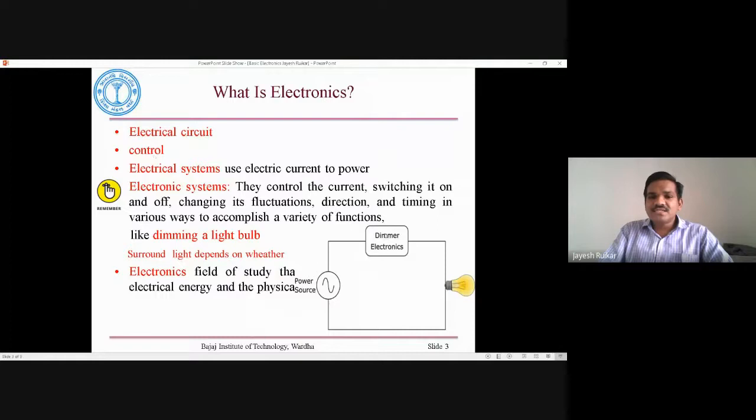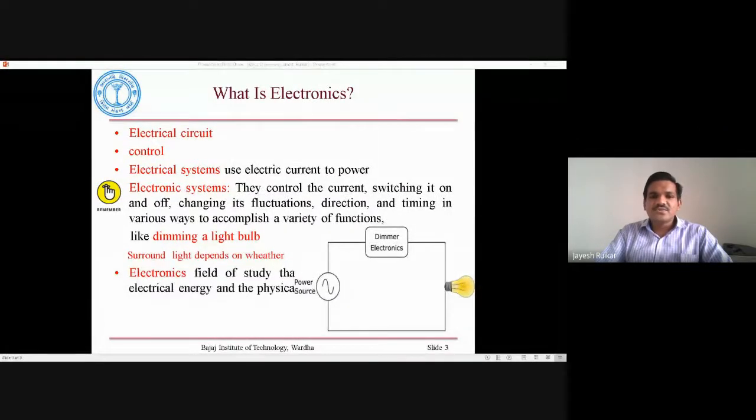Likewise we can see it here in this diagram. The dimmer part can either switch off or switch on the light bulb, and it can also vary the intensity of the light bulb. That is your controlling action. So an electrical system uses electrical current to power things like light bulbs, kitchen appliances, or any electrical appliances.